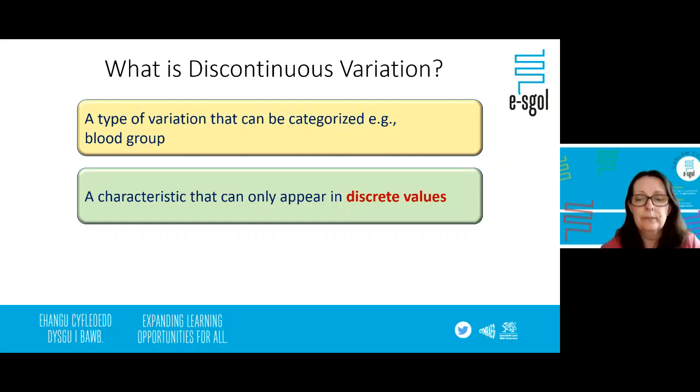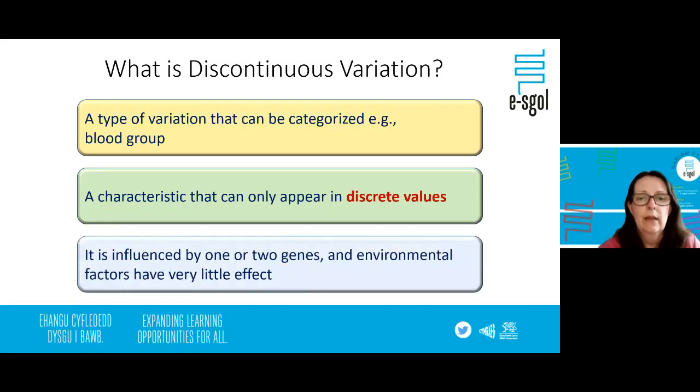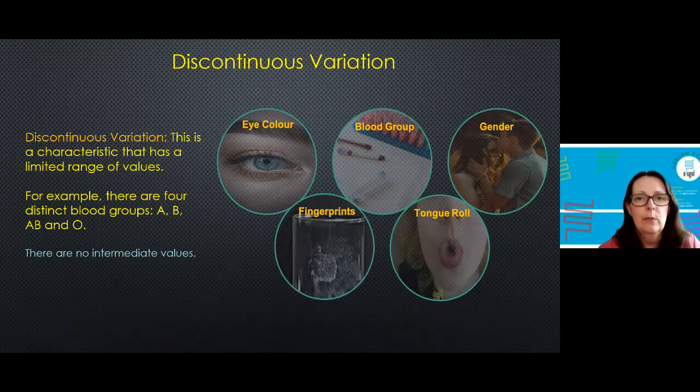So they cannot show any variation away from there. And for discontinuous variation, it's influenced by one gene mainly, but occasionally two, and environmental factors have very little effect. So this is a reminder of what environmental factors might be, but in this case, environmental factors have very little impact here. So this should be a reminder of what you've perhaps looked at previously, that there is a limited range of values. We've talked about eye colour, blood group, also whether you can roll your tongue, and there are no values between that. You can either roll your tongue or you can't roll your tongue.